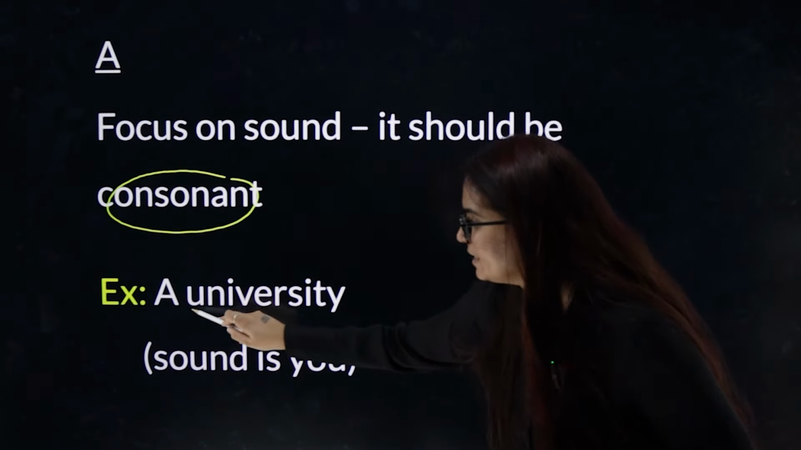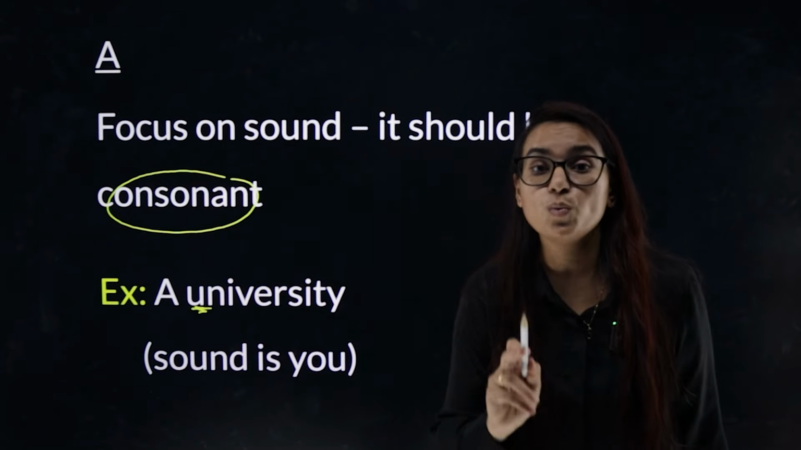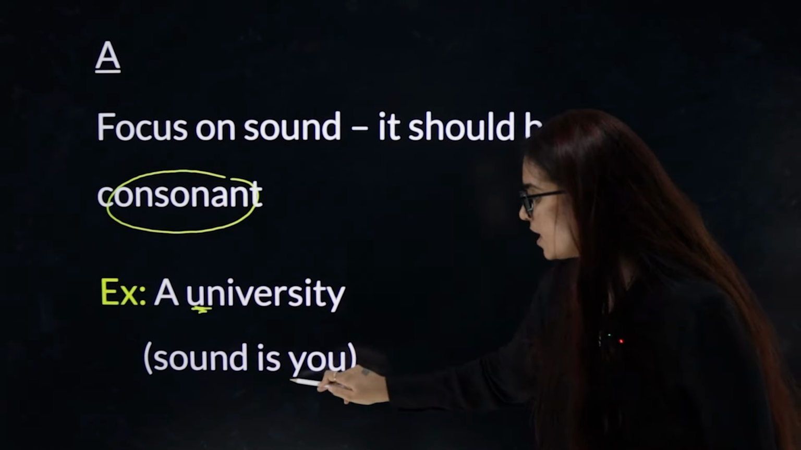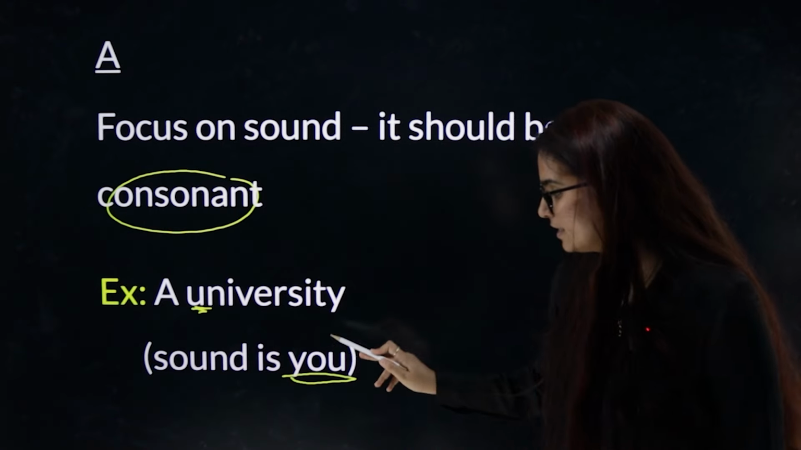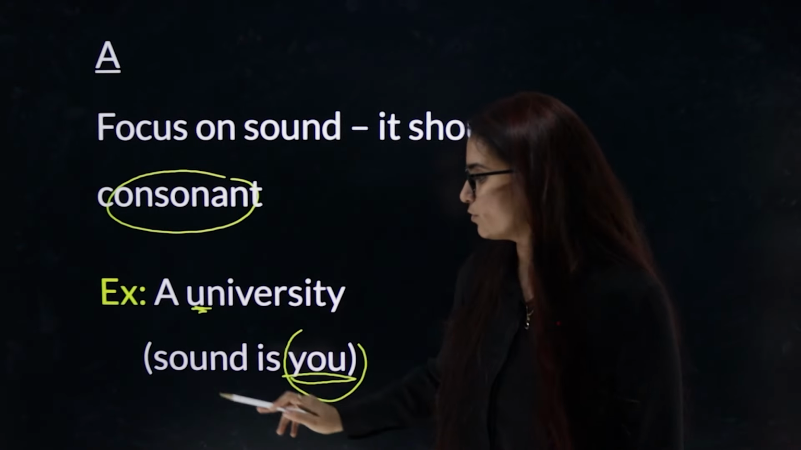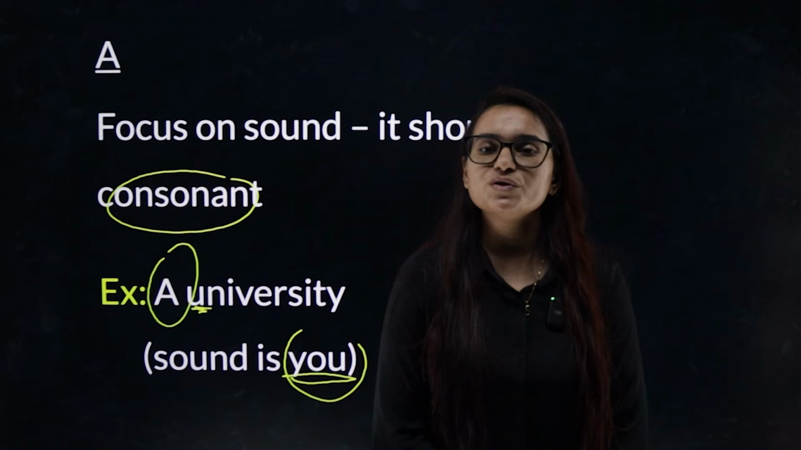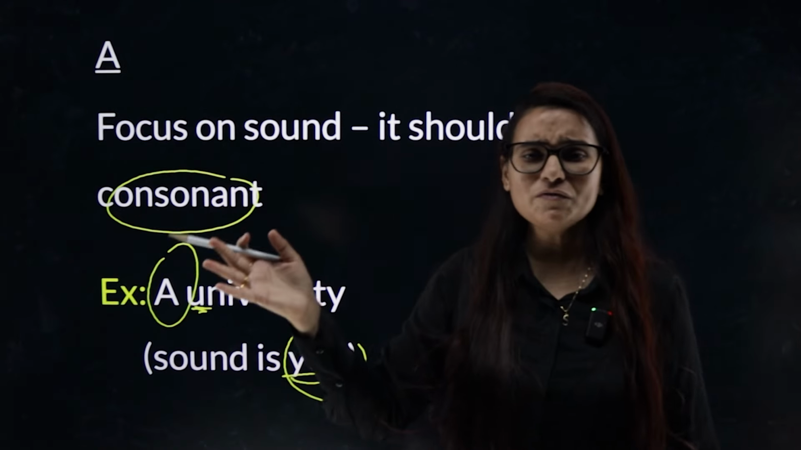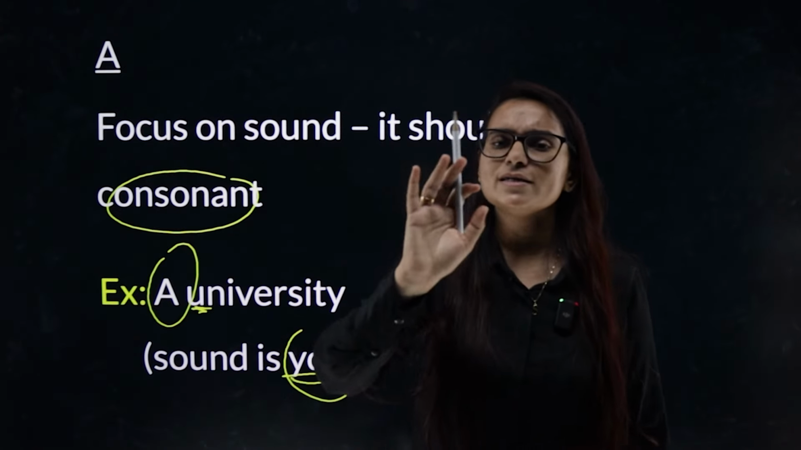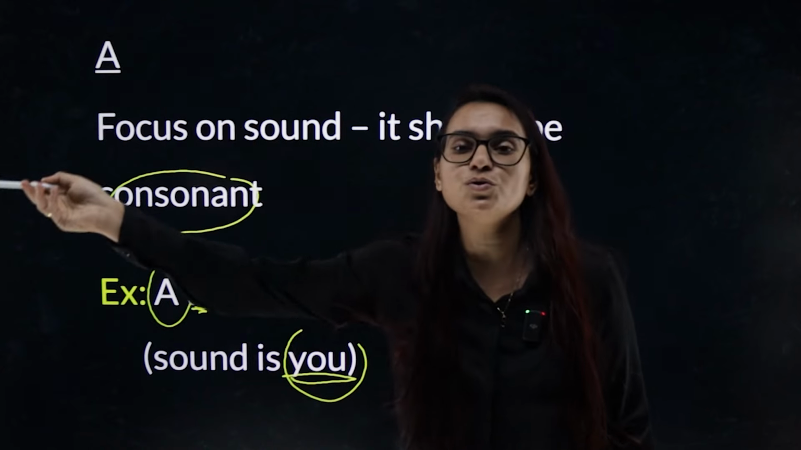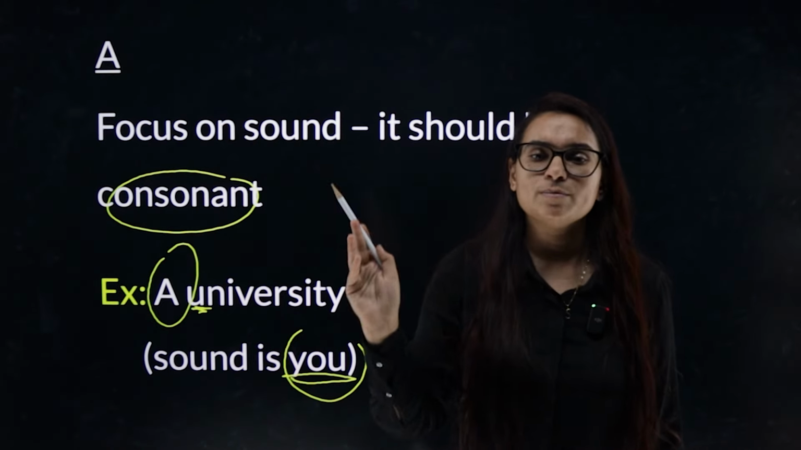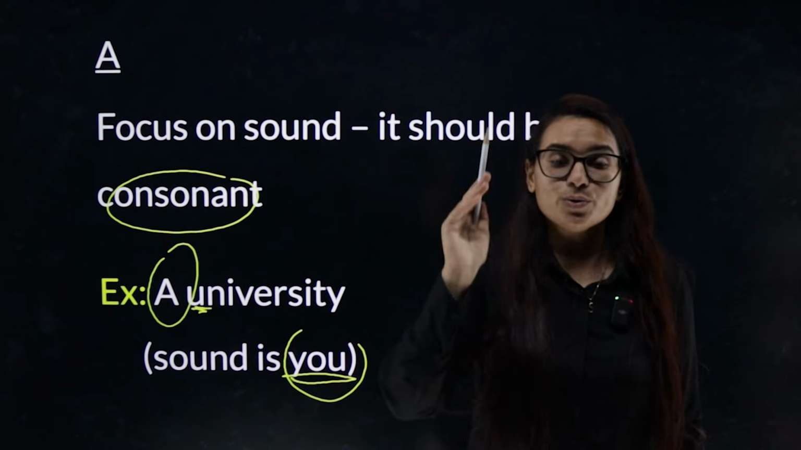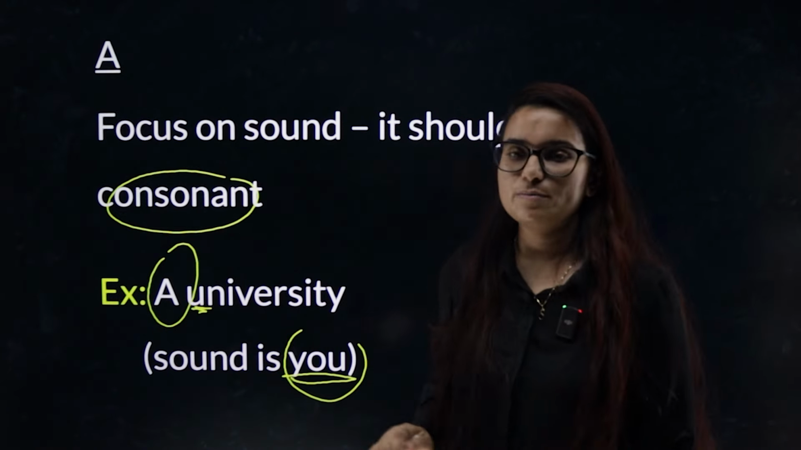A university. Here, it's starting with U, which is a vowel. But the sound we are hearing is this, yu. University. And this is a consonant sound. That's why I will say a university student. When we were in school, they would always tell us that, you know what, if you see A, E, I, O, U, put an in front of it. Anything else, put a in front of it. But that's not correct. You have to listen to the sound. That's the important part here.